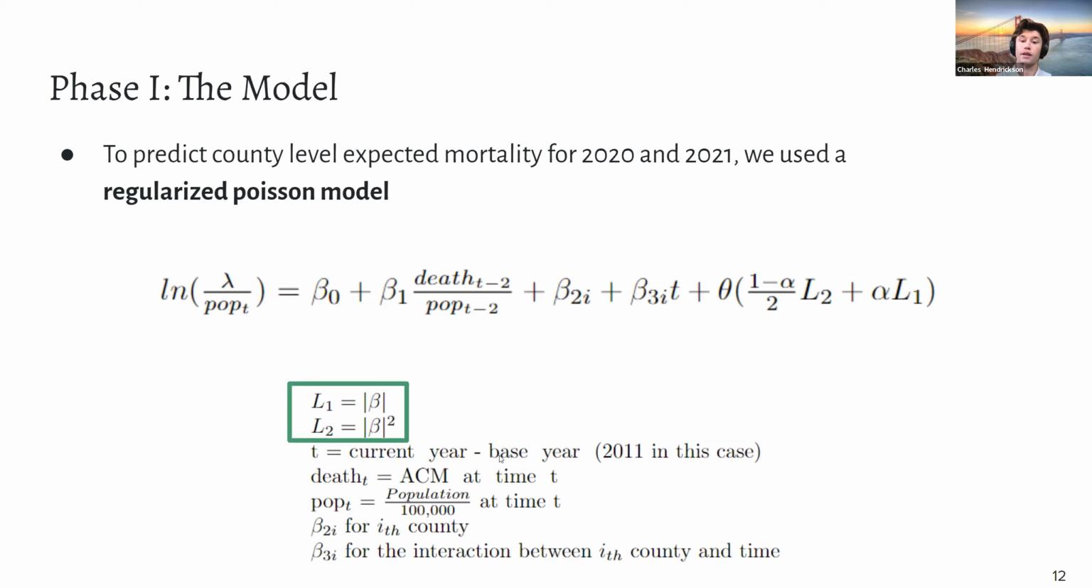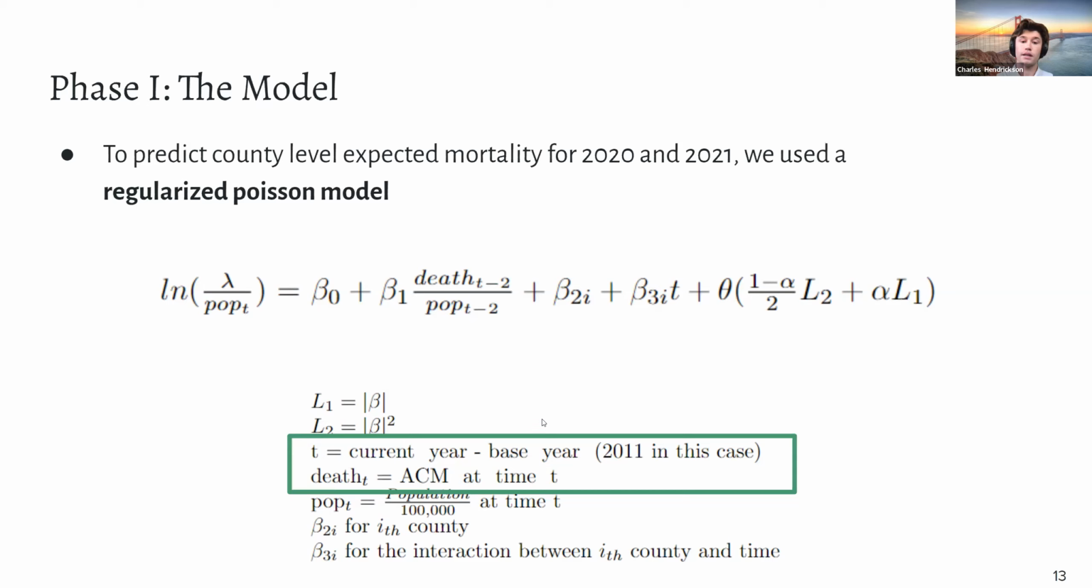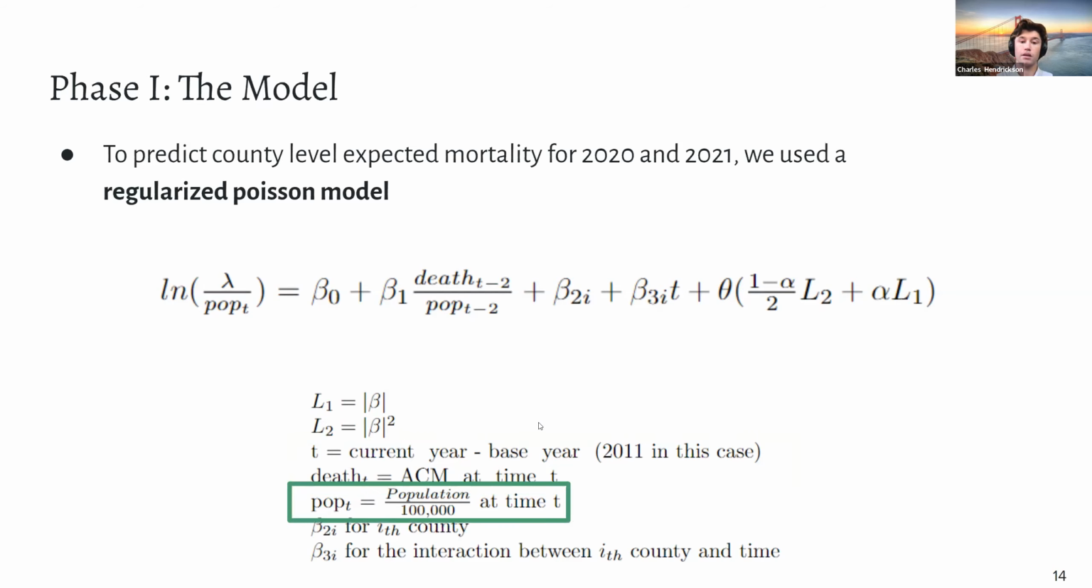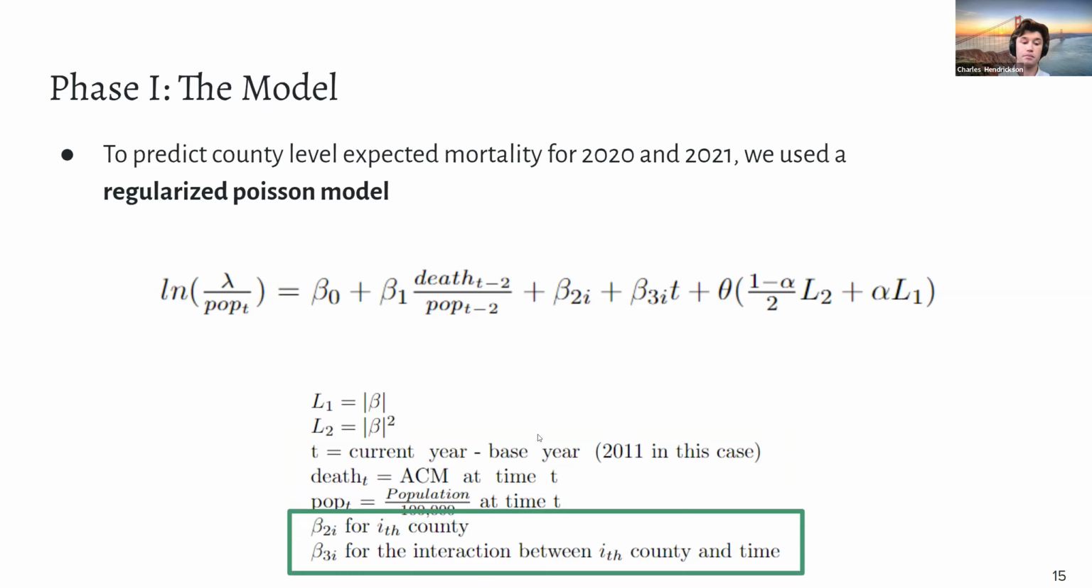In this model, there's a lasso penalty, L1, and the ridge penalty, L2. We add these penalties for regularization to avoid overfitting our model. T is time, and death T is the all-cause mortality at time T. Pop T is the normalized population at time T. And beta 2 is the coefficient for each of the 500 counties. Beta 3 is the interaction term between each county and time.